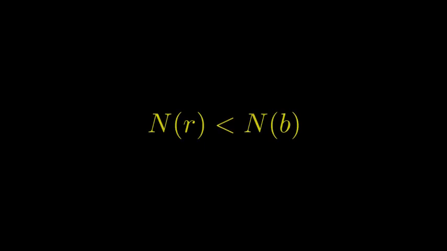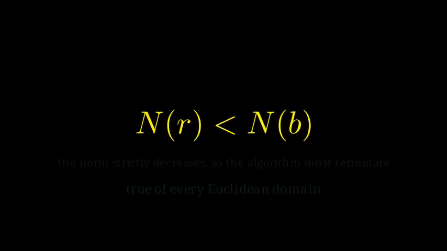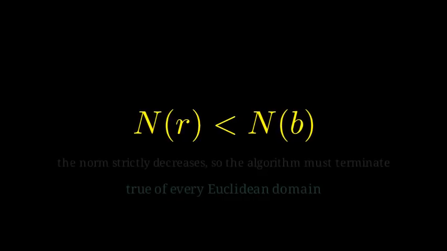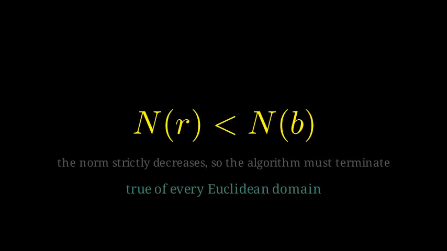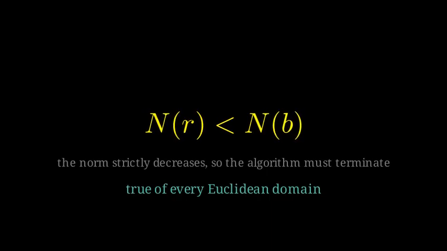The norm strictly decreases at every step, and that single property is what makes everything work. Each remainder is smaller than the last, so the sequence of remainders cannot keep going down forever. It has to reach 0, and the algorithm has to terminate. That guarantee is not a fact about integers, and it is not a fact about polynomials. It is a fact about Euclidean domains, and both of them happen to be one. Wait, the exact same code, unedited, on 2 totally different kinds of values.